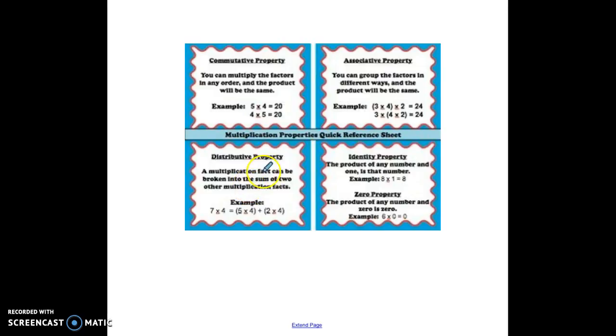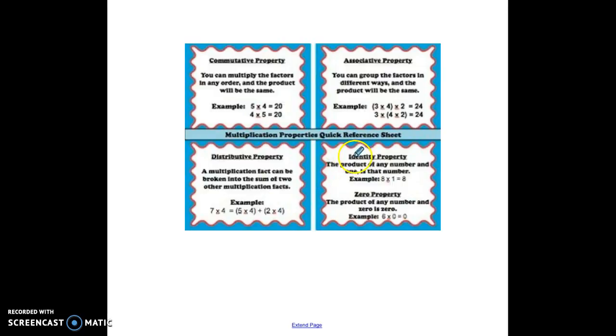Now, the distributive property is the idea that a multiplication fact can be broken into the sum of 2 other multiplication facts. So basically, the idea is if we have 7 times 4, if I do 5 times 4 plus 2 times 4, look, if I add 5 plus 2, I get 7, which is the same as 7 times 4. I can distribute those numbers in and I will get the same answer.